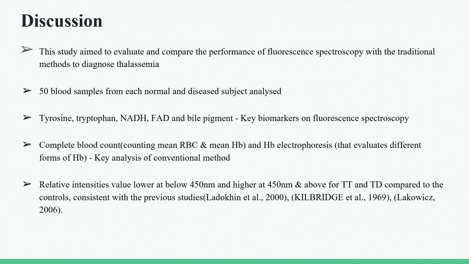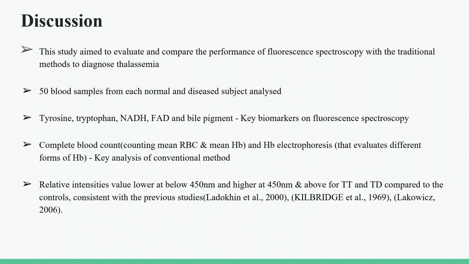So the five main peaks at 275 nanometer, 290 nanometer, 370 nanometer, 450 nanometer, and 505 nanometer represented amino acids like tyrosine and tryptophan, coenzymes that are NADH and FAD, and the bile pigment respectively.